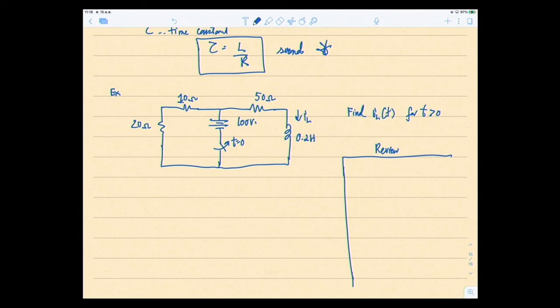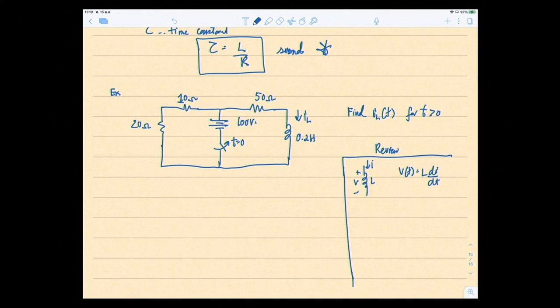For the inductor, the formula for the current and voltage relationship is this: if you have an inductor with a current flowing through it, there's a voltage drop across L. As current changes across the inductor, due to Faraday's law, it will induce a voltage across the coil. So the voltage depends on the changes in current: V of t equals L di by dt.